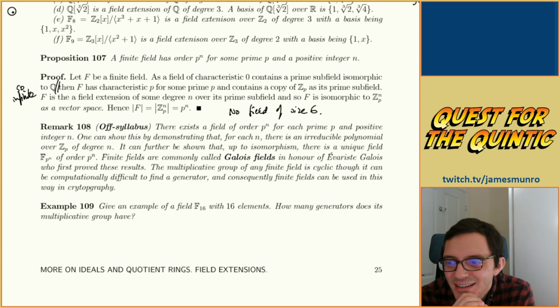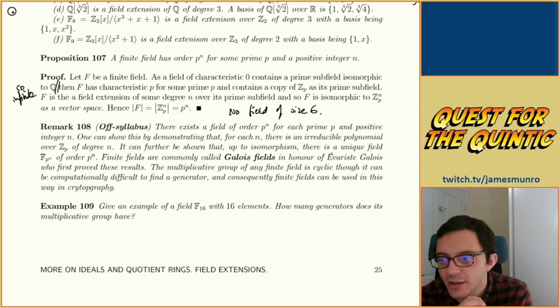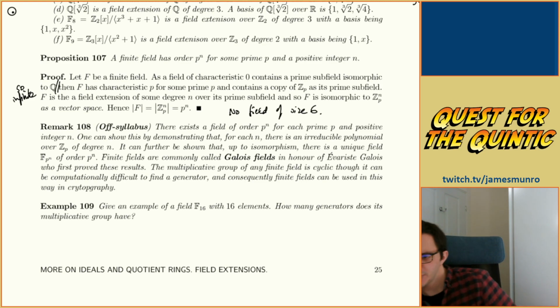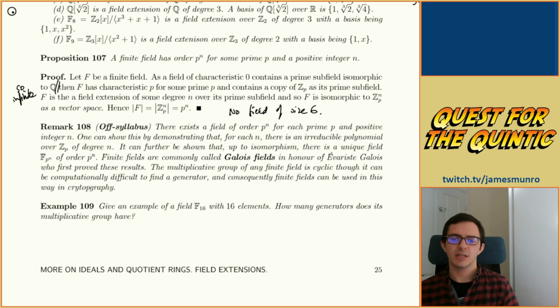Good fact. And then Galois says there's actually one of these by demonstrating there's actually an irreducible polynomial. It's off syllabus for these lecture notes that I'm looking at. At some point I might go and try and learn why this is true. Galois fields. Multiplicative group of any finite field is cyclic. Oh, boring. Hang on, is that because of groups? Can be computationally difficult to find a generator. Let's not go there. Oh, use it for cryptography. Good.